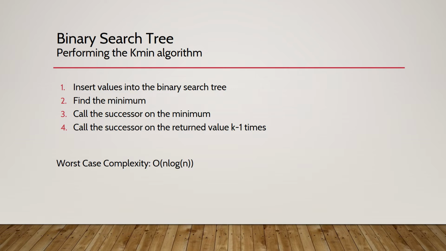In the worst case, building our binary search tree takes big O log n time. It takes big O of n time in the worst case to find the minimum, and calling successor a max of k times takes big O k log n. Our total time is big O n log n plus k log n. We can simplify this down to be big O of n log n.